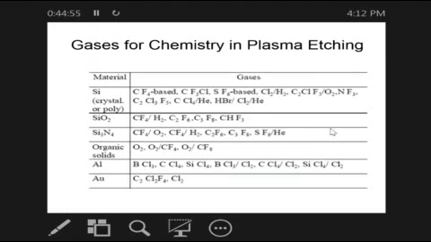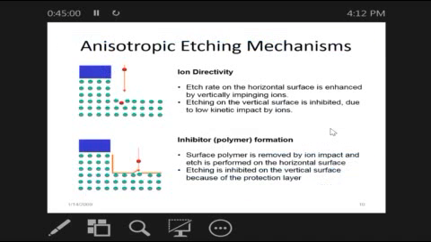So what we apply in this plasma etching is an inhibitor. In this diagram, the top diagram shows the ion directivity. The bottom diagram shows the inhibitor formation. We utilize these two. So the red atoms are going to hit the substrate and continuously etch out the bottom structure. And by the time, we control the chemistry inside the chamber and build the polymer sidewall.